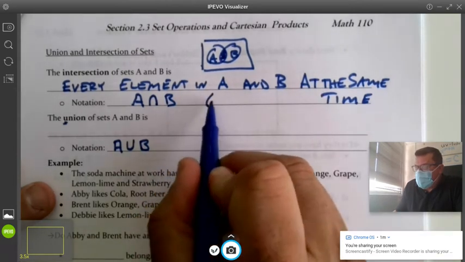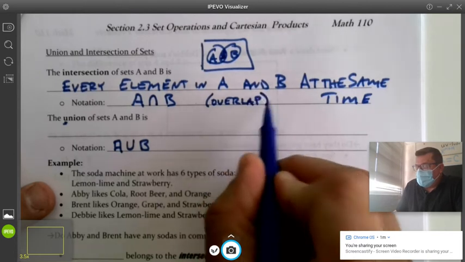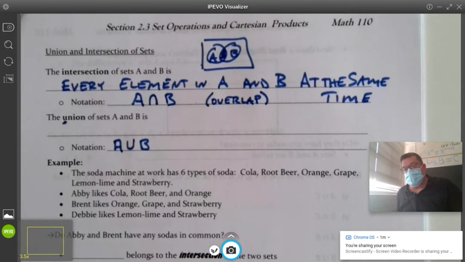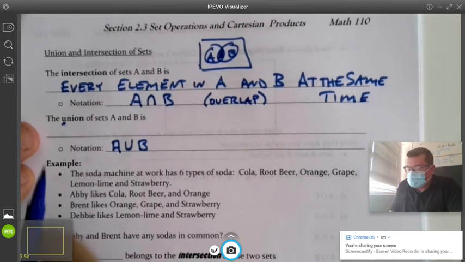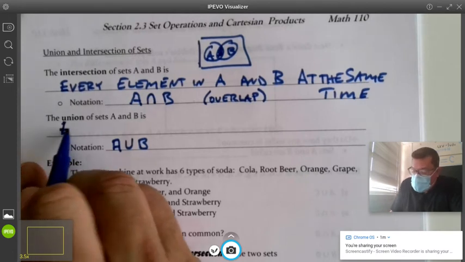So this is where they overlap. The intersection is where they overlap, what they have in common. The union is keep it all. So the union, every element of A or every element of B, keep it all.